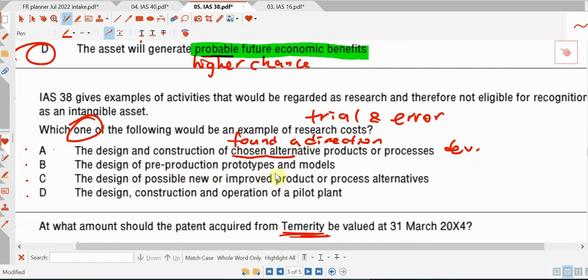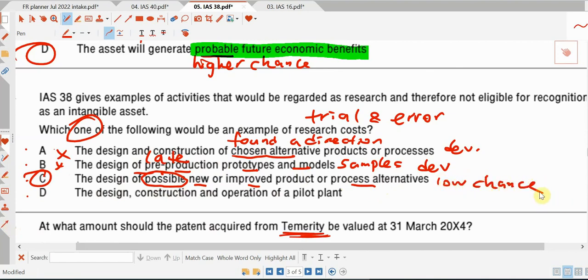Design pre-production prototype and models, sample. Before production is very late already, isn't it? Before production, you develop sample. This is also developmental. Too bad. Okay. Design of possible new or improved product or alternative process of possible low chance. This is still trial and error. Low chance, low chance to be successful. You don't know, you just try whether it can be better.